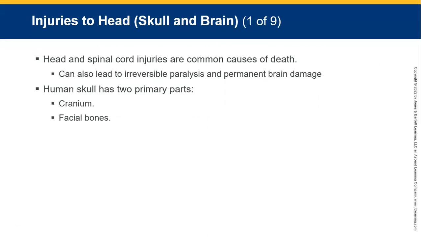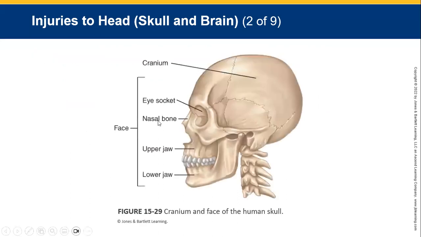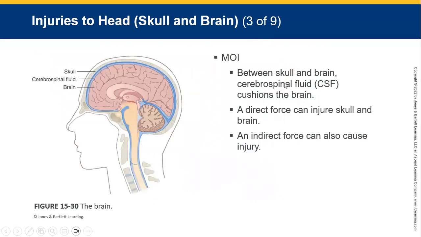We look at head injuries, brain and skull, and injuries to the spinal cord, which commonly cause death and can lead to irreversible paralysis and brain damage. Basically the skull consists of two parts, the cranium and the facial bones, mandible and maxilla. There we go, a picture of it, upper jaw, lower jaw. Always look at the mechanism of injury.